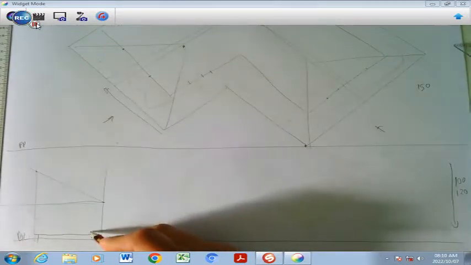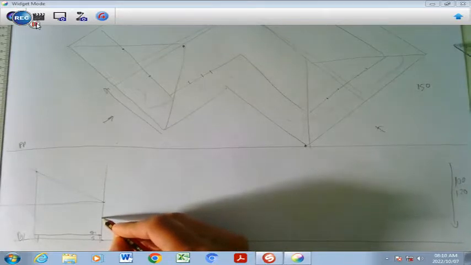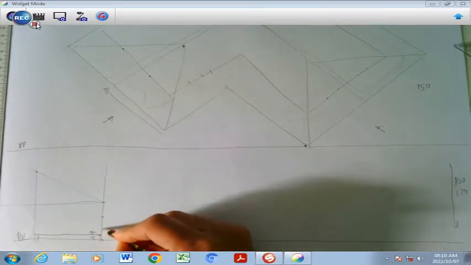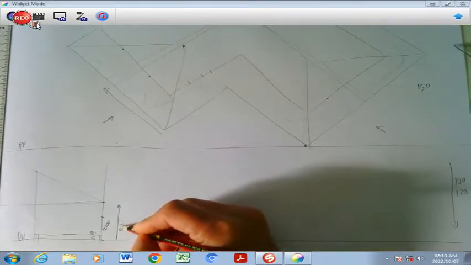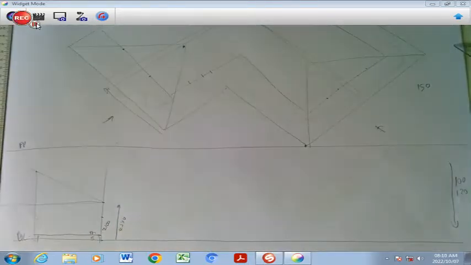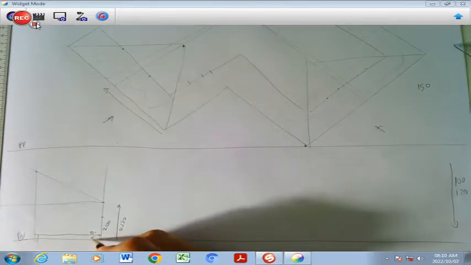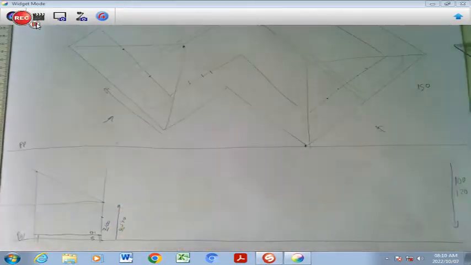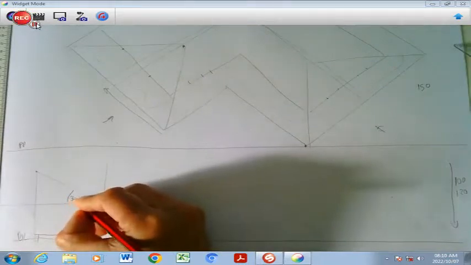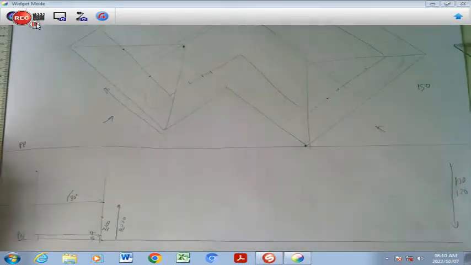The height from the finished floor level, which is that there, is going to be 2 meter 100, so that's going to be 21 here. That is going to be 4 meter 500, as I've mentioned before. That is going to be 5 millimeters. So 21, 45. This angle will be 30 degrees.